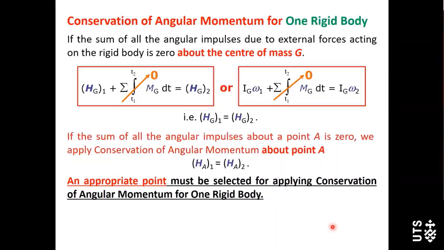If the sum of all the angular impulses about point A is zero, then the angular momentum of the rigid body about point A is constant. HA1 is equal to HA2. Here you can see the key is that a suitable point must be selected when we apply conservation of angular momentum for one rigid body.